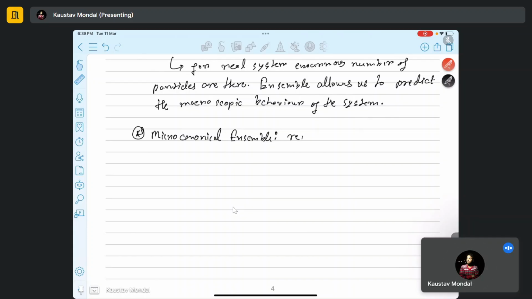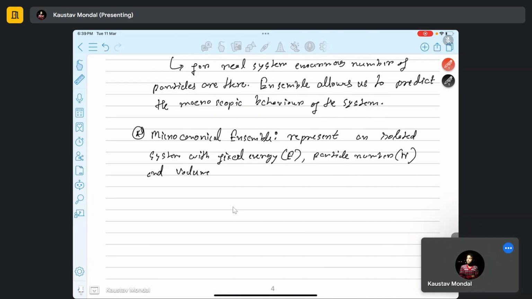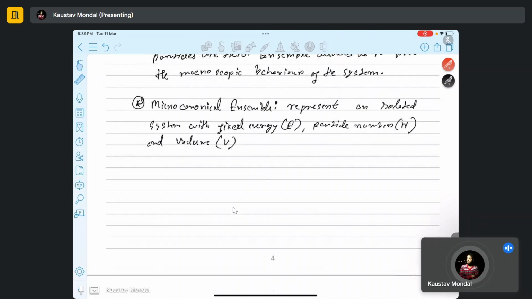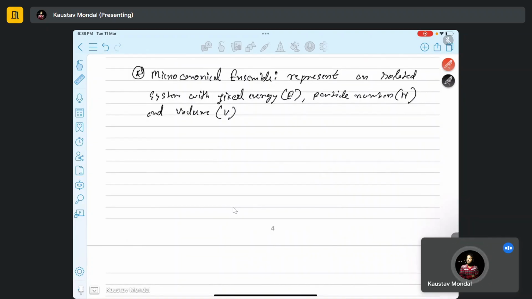This basically represents an isolated system with fixed energy E, particle number N, and volume V. So what does that mean? This means that each ensemble member of the system has a fixed amount of energy, number of particles, and amount of volume.